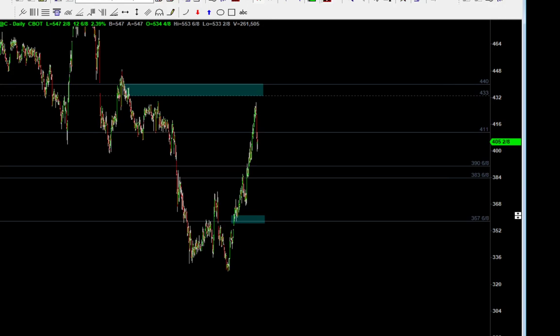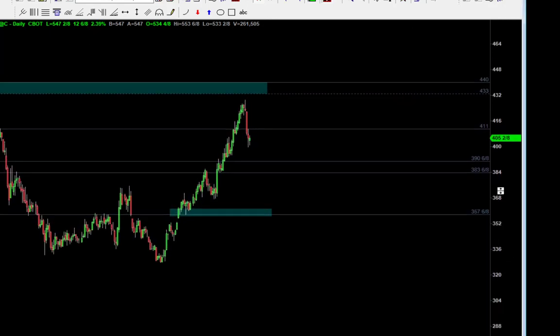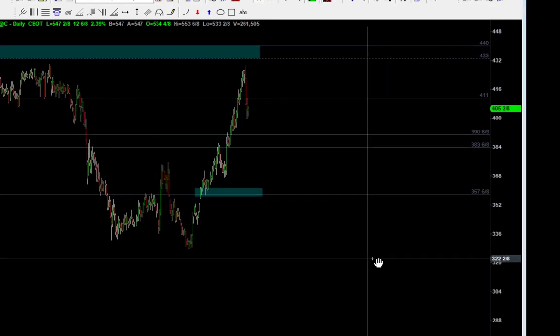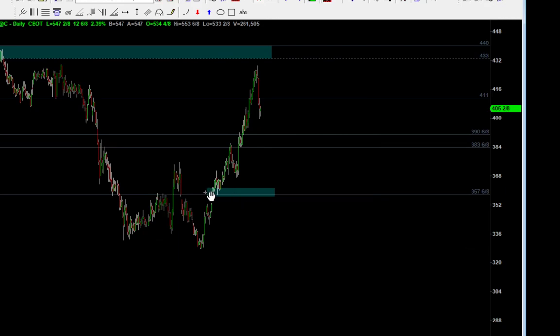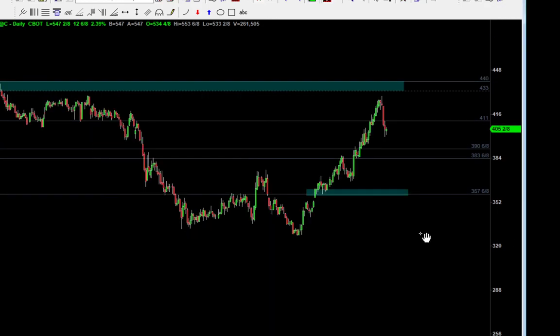But we'd wait for the consolidation. Look at the consolidation. Here's where it's consolidating. It booms upwards, comes down. It didn't get into this consolidation again. That's good.